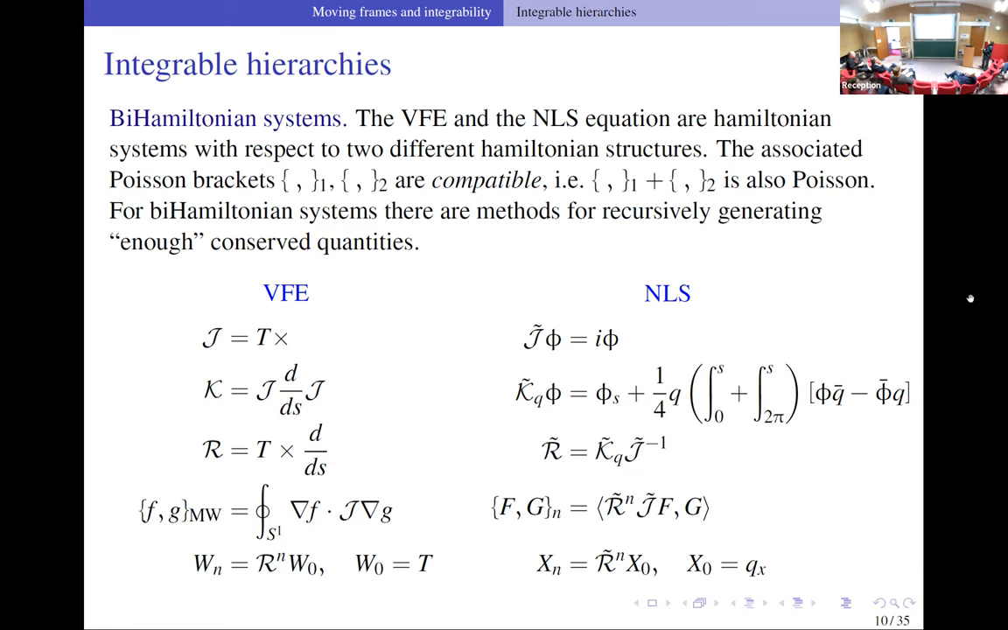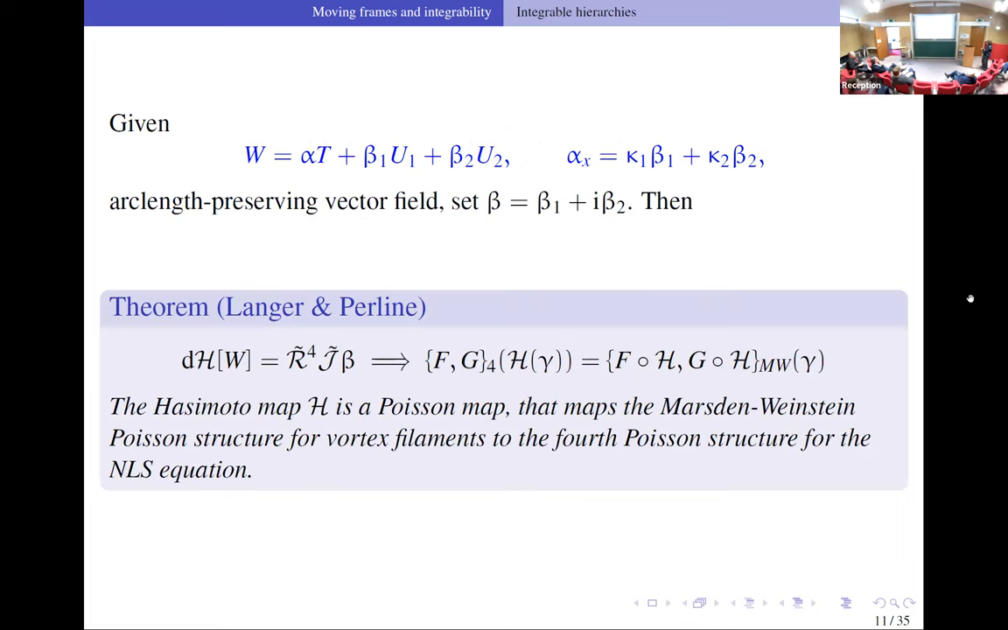Now, more than that, there is a very nice work by Langer and Perline, again early work from the late 80s, that looks in depth into the Hasimoto map. If you take the differential of the Hasimoto transformation, that takes vector fields to vector fields, right? Vector fields at the level of the space of curves to vector fields at the level of the NLS. Those vector fields are somewhat special because we have to require length preservation. So beta one, beta two are free functions of X and T, of S and space and time. This alpha is prescribed because W has to preserve the length of the unit tangent vector. So you have some condition.